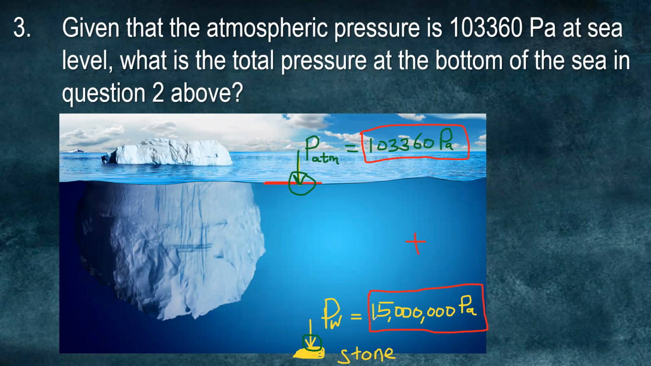The 15 megapascals, or 15 million pascals, is acting due to the water. That is the pressure due to the water, not atmospheric pressure. At that point, for that calculation, atmospheric pressure was ignored. It's not considered. But if you want to get the total pressure, then add the two pressures. Please do not forget that.